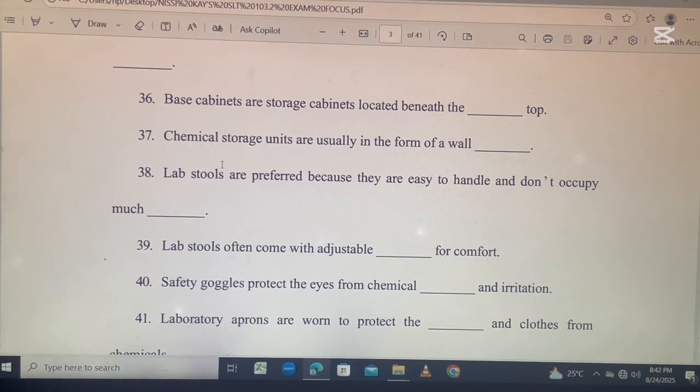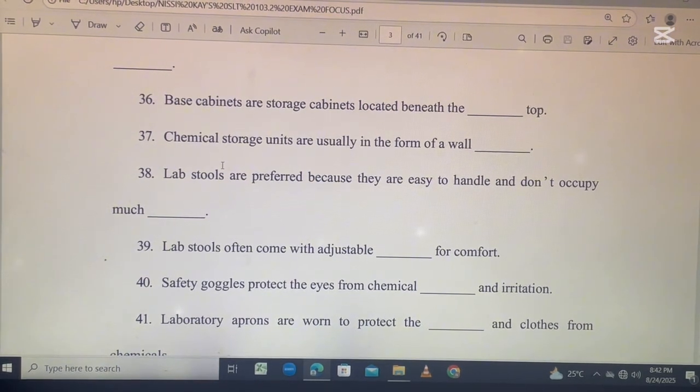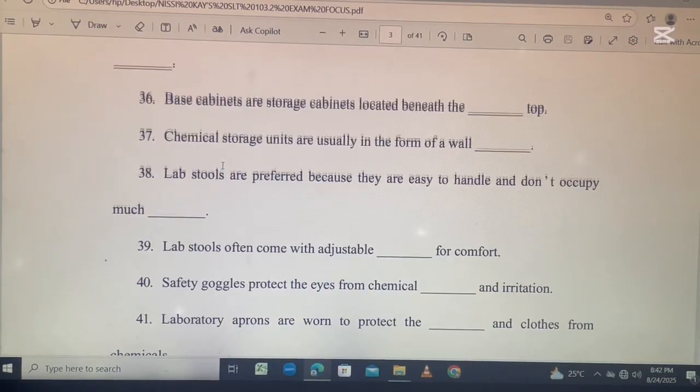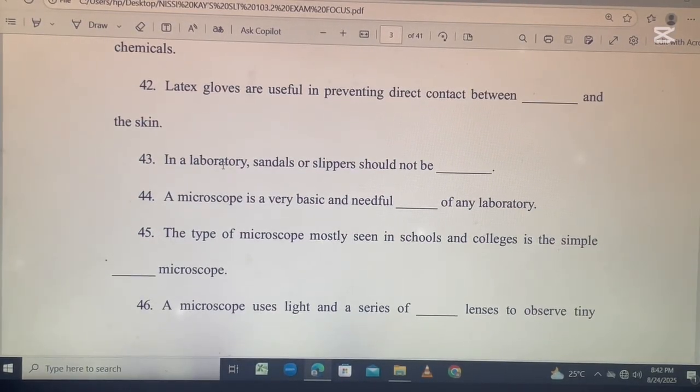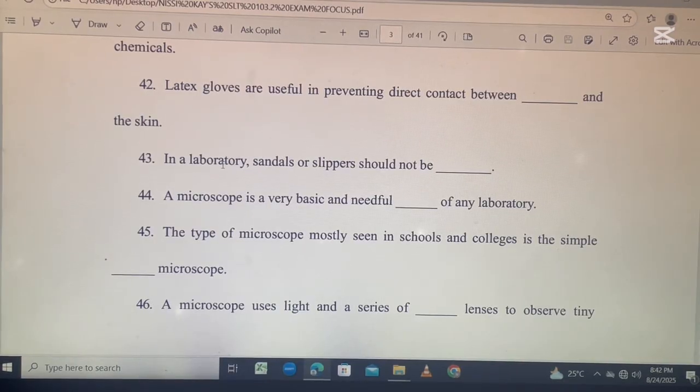Now, the next question: safety goggles protect the eyes from chemical fumes and irritation. Laboratory aprons are worn to protect the body and clothes from chemicals. The next one: latex gloves are useful in preventing direct contact between chemicals and the skin. So the answer is chemicals.